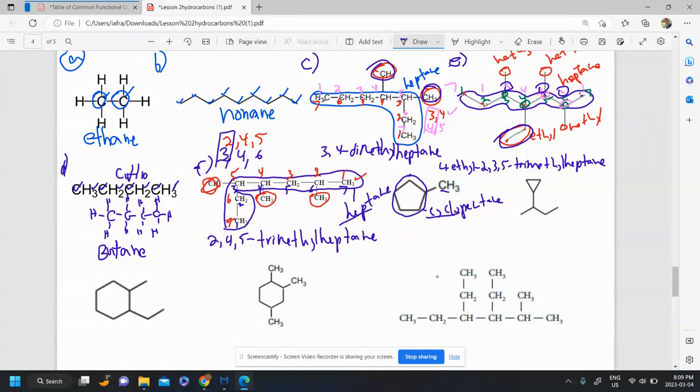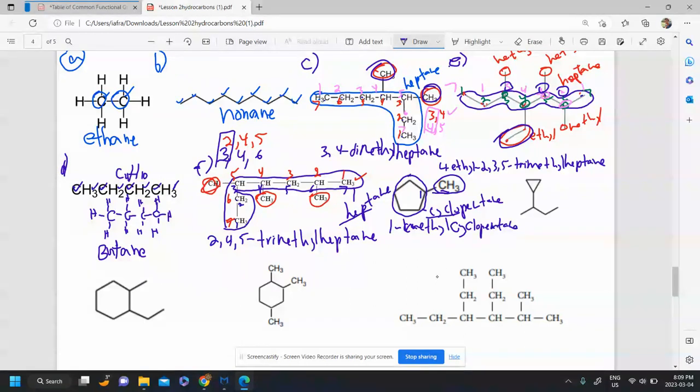So where do we start numbering? Well, you should really start numbering where the substituent is, because that will give you the lowest number for the substituent. So carbon number 1, right there. So we have 1-methylcyclopentane.